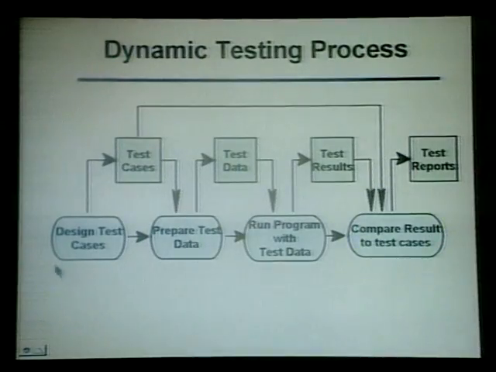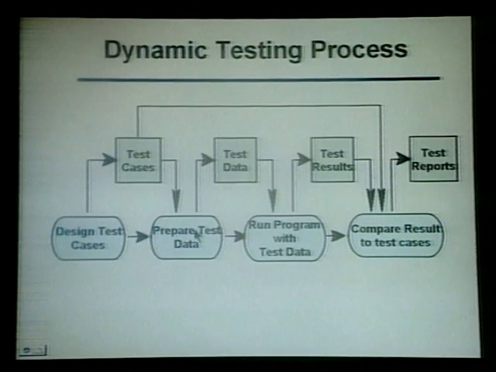A dynamic testing process generally consists of these steps. First, we design the test cases, and the result of this activity is test cases. Now, a test case basically includes the input you will give to the system and the expected output that will be produced by the system. Then we prepare test data.